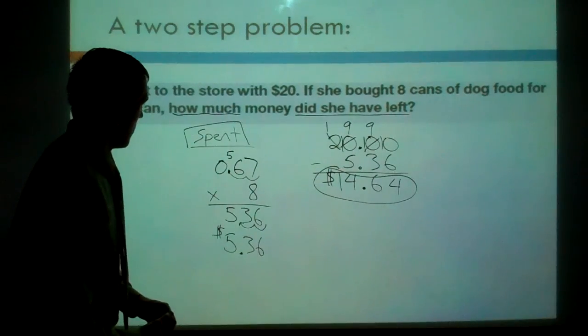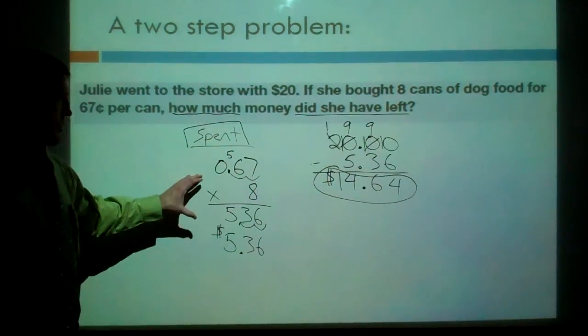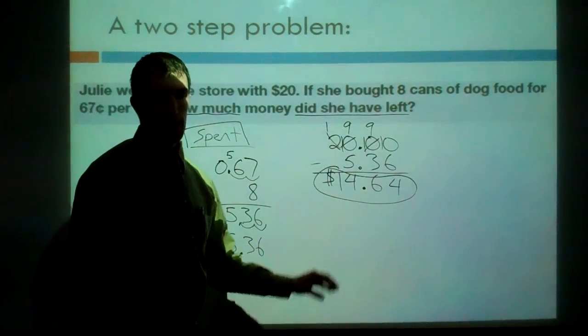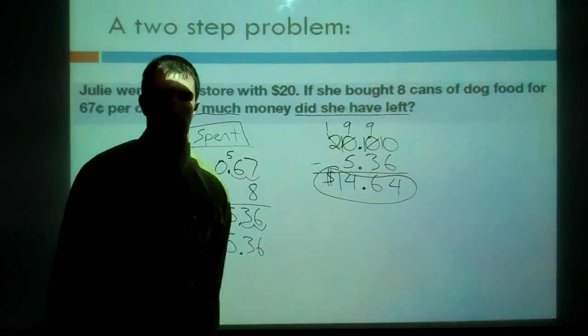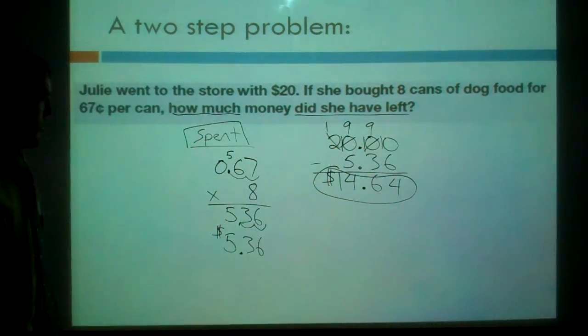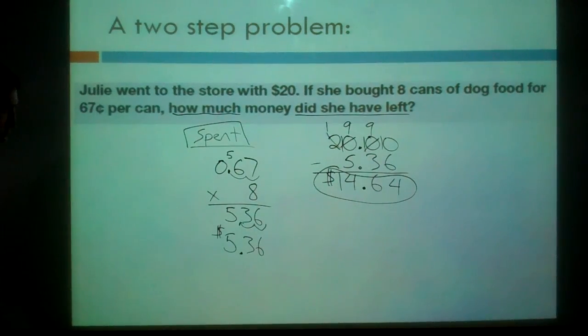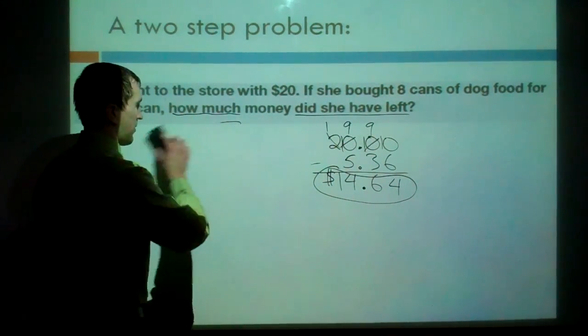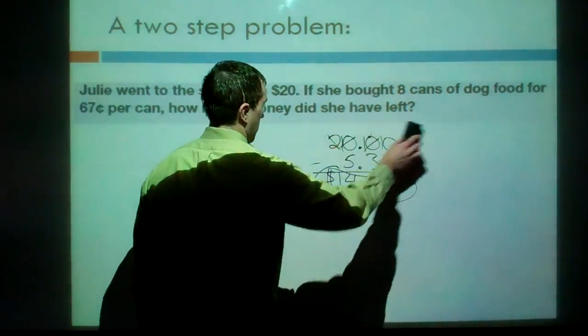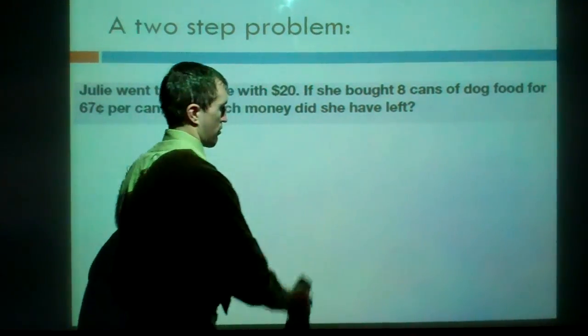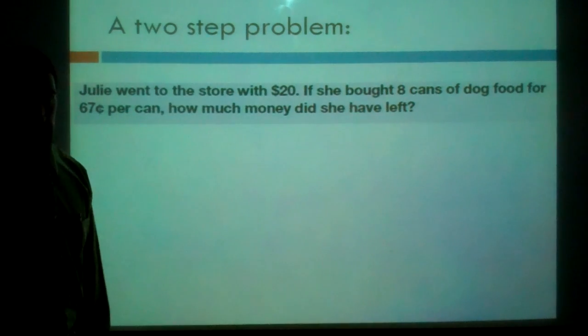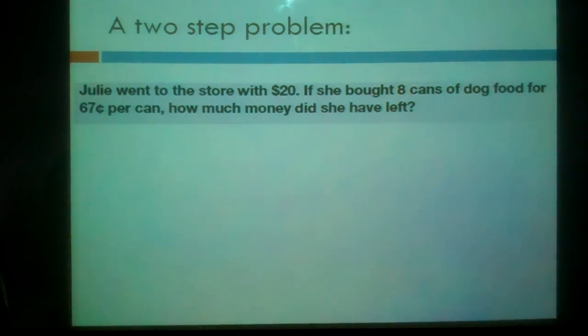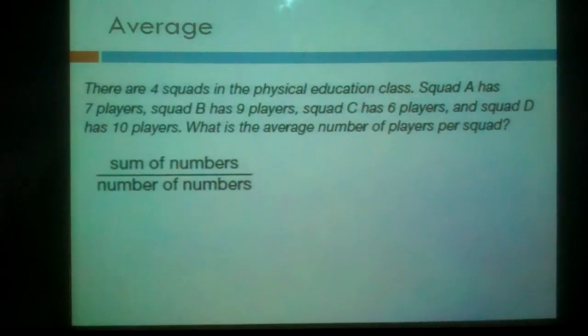Two-step problem, because first we had to figure out how much she spent, and then whatever she spent we had to take away from how much she came in with. So that's how much she had left, $14.64. So a two-step, I keep saying that wrong, a two-step equation or a two-step problem, something that we're definitely capable of. We just might not have known that we've been doing it thus far.